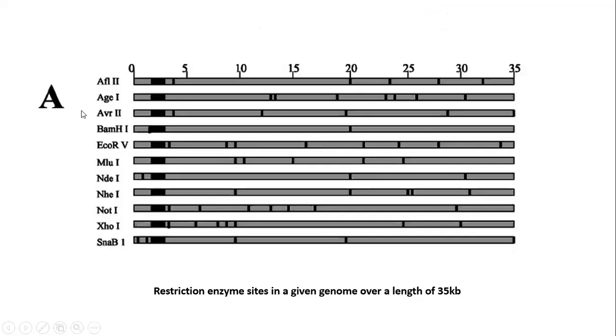Whatever I have spoken in the previous slide, you again look into the genomic diagrammatic version: different restriction enzymes, different locations in the genome over a 35 kilobase span, and the sites may be polymorphic. Each restriction site may be polymorphic from human 1 to human 2. That's why it gives different fragment sizes on the agarose gel.